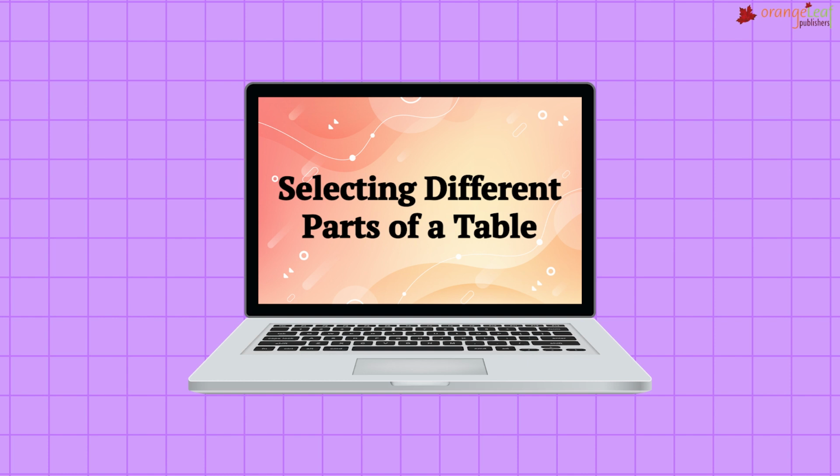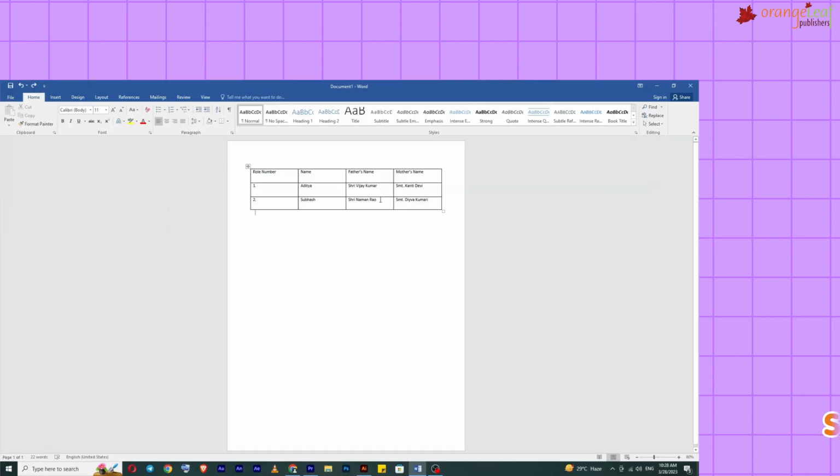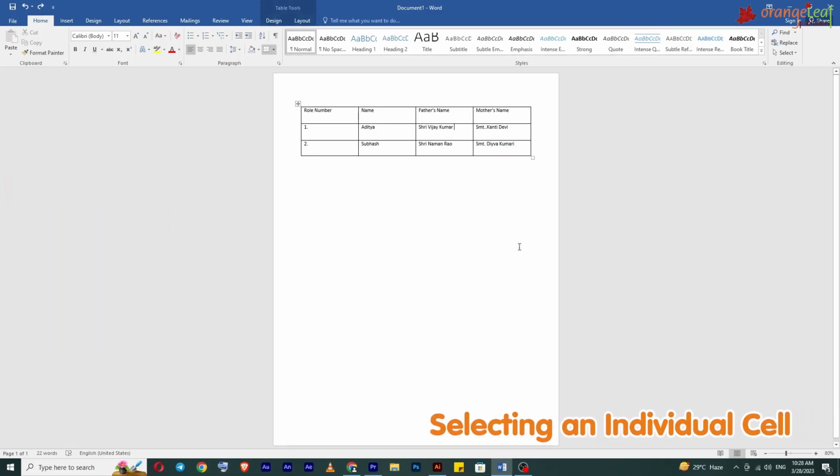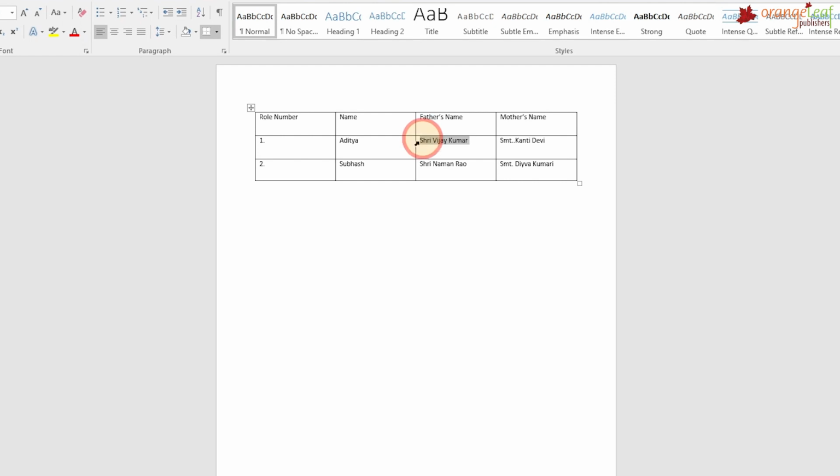Selecting different parts of a table. Selecting an individual cell. To select an individual cell, move the mouse to the left side of the cell until you see it turn into a black arrow that points up to the right. Then click in the cell at that point to select it.